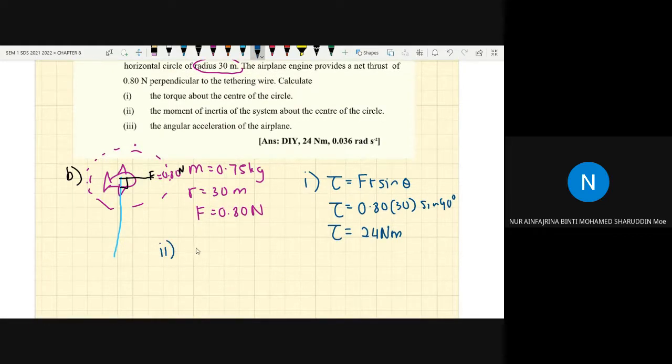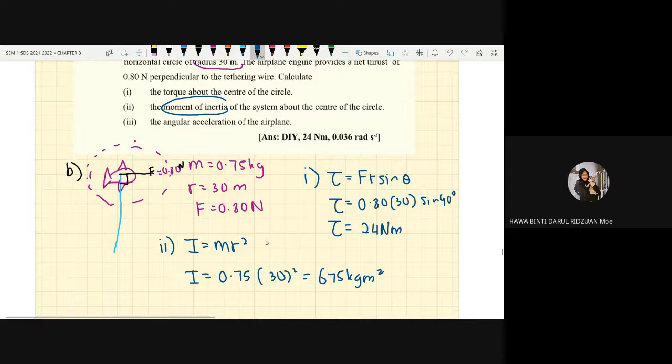Okay, number 2. Moment of inertia of the system. What is the formula for moment of inertia? Now we don't know what shape it is. When we don't know and it doesn't say anything, we take the general formula, which is I equals m r squared. We want to find the moment of inertia. So the mass is 0.75 and R is 30 meter. So 30 squared. Your moment of inertia is 675 kg meter squared. Okay, can?